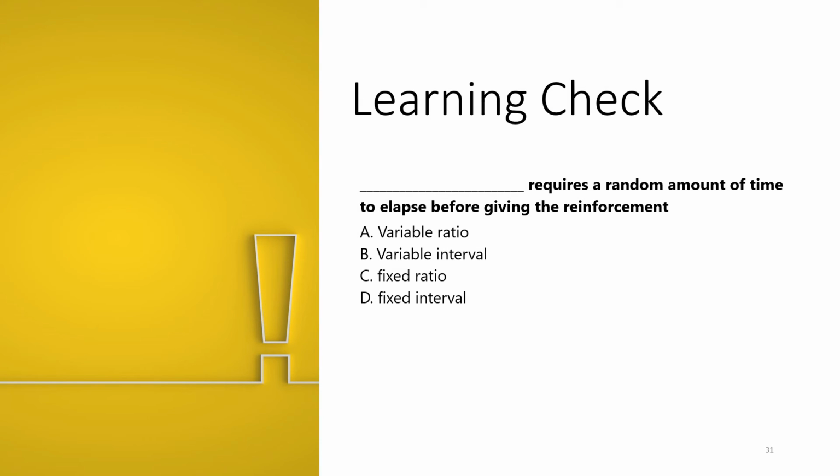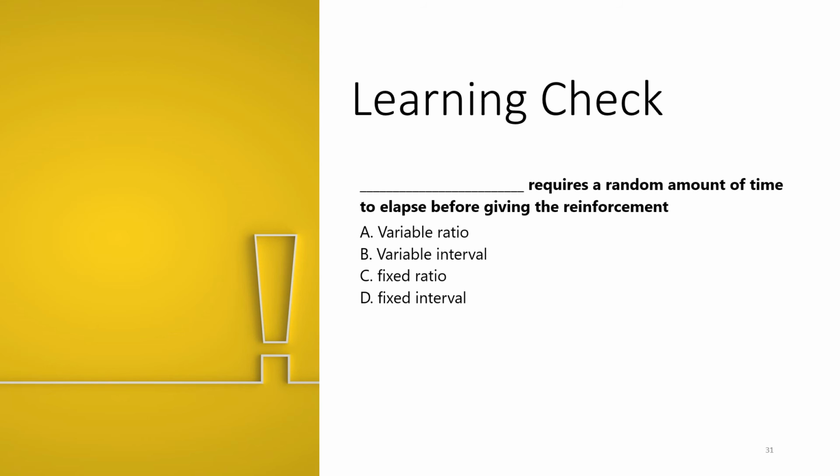So let's check your learning. Blank requires a random amount of time to elapse before giving the reinforcement. So let's look through each of these. A variable ratio means that it is unpredictable and based upon what the person or animal does. It's based on performance. Variable interval also is unpredictable. It's based on time, has nothing to do with what the person is doing at all. So we have variable ratio, unpredictable based on what you do. And then we have variable interval, unpredictable, just solely based on the passage of time.